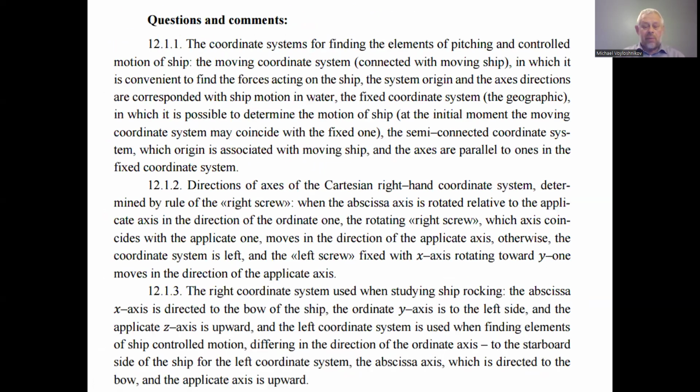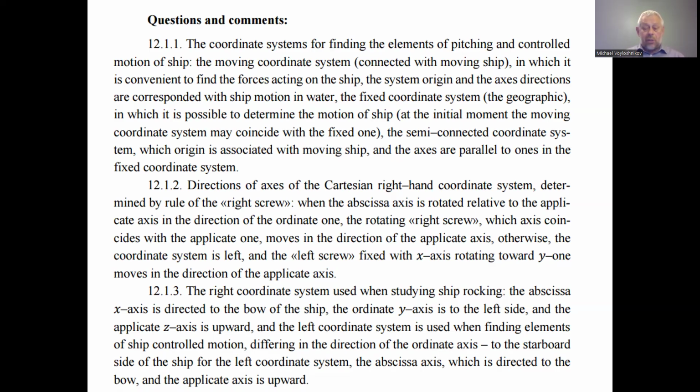The coordinate systems for finding the elements of pitching and controlled motion of ship. We have the moving coordinate system connected with the moving ship, in which it is convenient to find the forces acting on the ship. We have the system of origin. The axis directions correspond with the ship motion in water. This is a moving coordinate system. The fixed coordinate system, the so-called geographic coordinate system, in which it is possible to determine the motion of ship. At the initial moment the moving coordinate system may coincide with the fixed one.